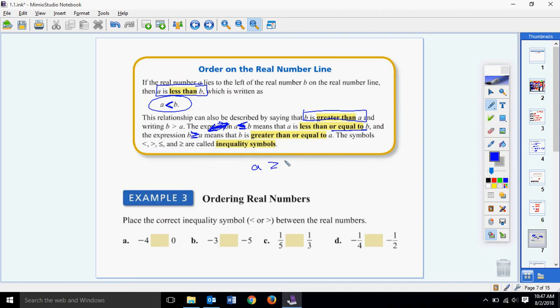But what's not equivalent is this. The alligator mouth is eating A here, and the alligator mouth is eating B here. Not equivalent.